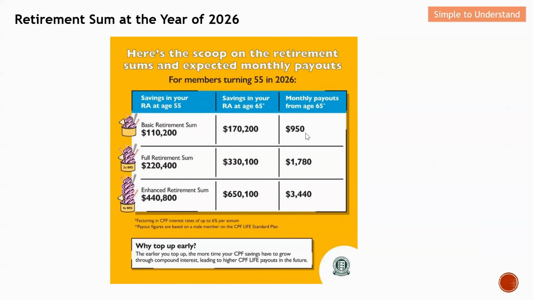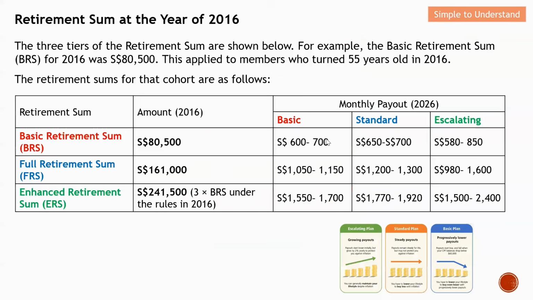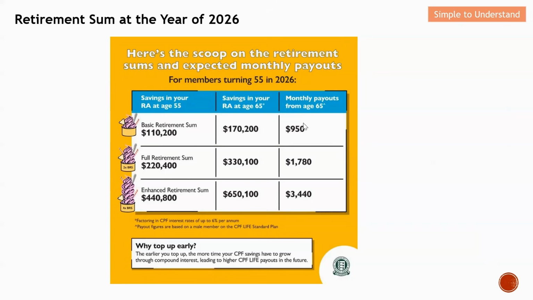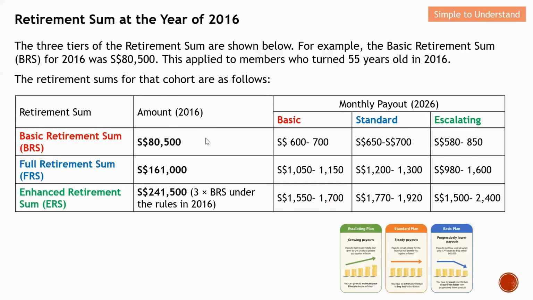So over here, you can see that your money payout is also different compared to the retirement sum in the year 2016. I'd like to highlight this. For example, for some, when you are 55 years old, you need to choose the retirement sum, and you may think that you are able to receive the money payout based on this chart. This is actually wrong. When you are at the age of 55, based on the amount that you park into your RA account, this will be your money payout.